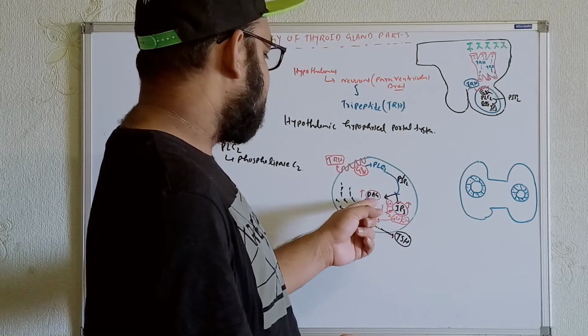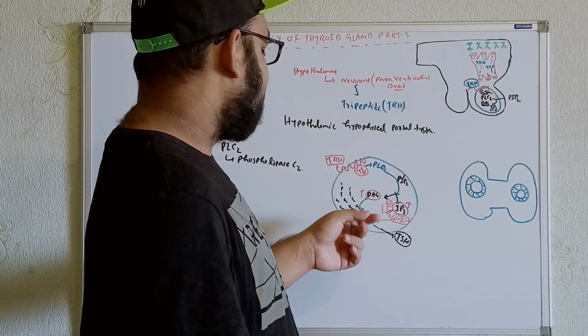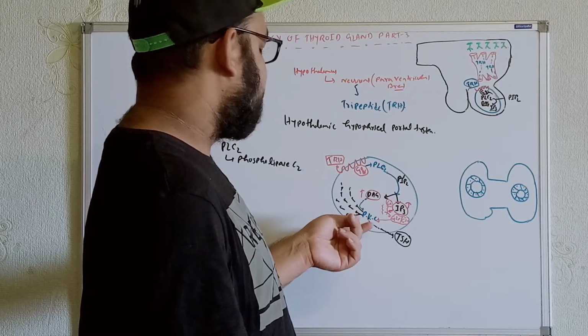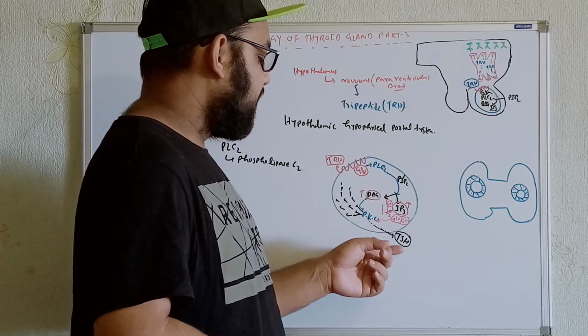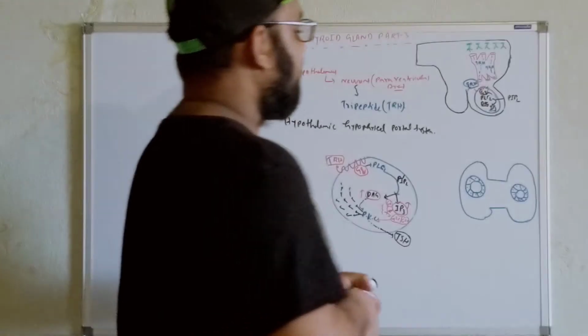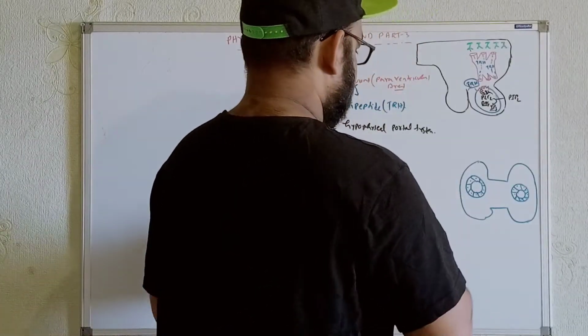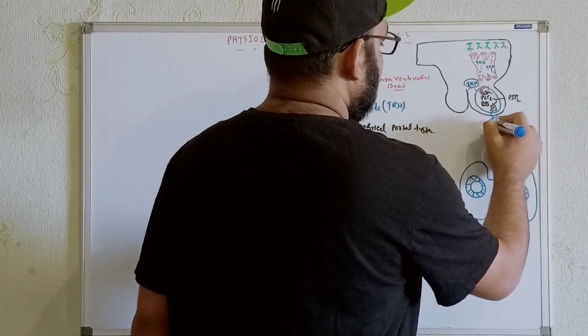This calcium and this DAG they will activate the protein kinase C. So protein kinase C will activate the different kinds of transmembranous things, or you can say the transcriptional things over here. So one of the signals will help to release the TSH, that means thyroid stimulating hormone. So from here ultimately we will get the releasing of TSH.